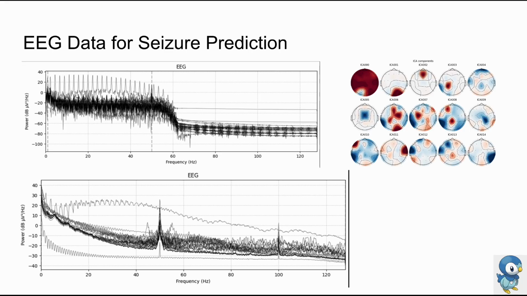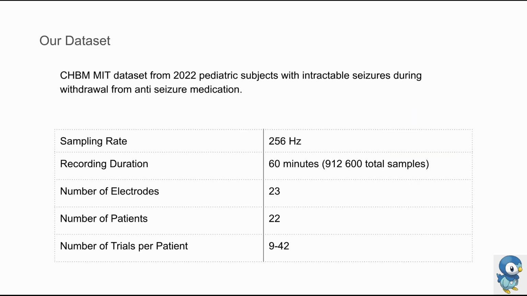What is EEG data? EEG data is a recording of the brain's electrical activity collected non-invasively by placing electrodes on the scalp. It includes synchronous information of different areas of the brain simultaneously. For our group project, we chose the CHB-MIT dataset of 22 pediatric subjects. The dataset included 23 electrodes per subject recording for an hour.